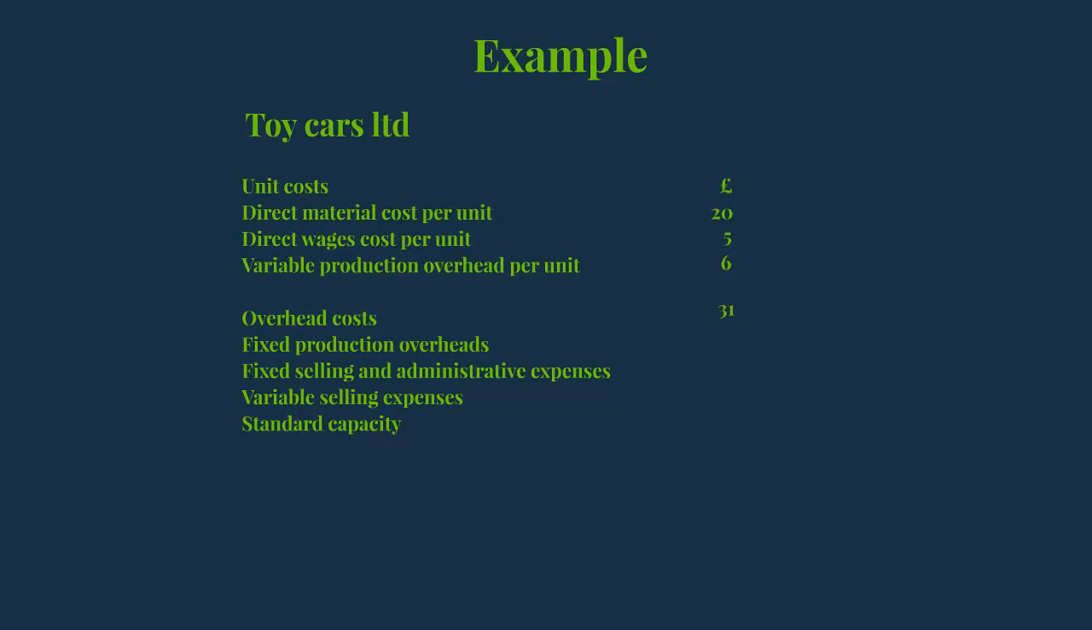Now let's take a look at some of their overheads. They have fixed production overheads of £120,000, fixed selling and administrative expenses of £45,000, and variable selling expenses which accumulate at 20% of sales value, and their standard capacity is 12,000 units per month. So now we need to know how many units they sold and how many units they produced.